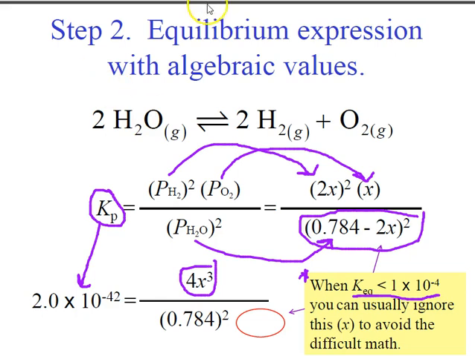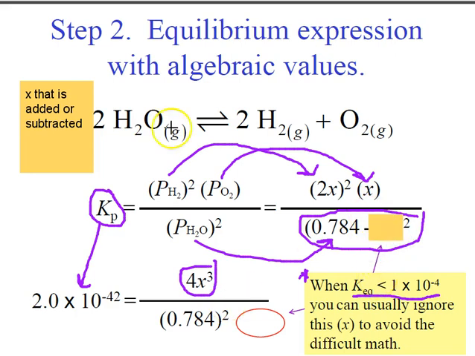added or subtracted. So let me see if I can make this note for you over here. When we say ignore this x, that's going to be x that is added or subtracted. Those are the x's that we can ignore. So we can't ignore these x's up here on the top because they're being multiplied. But this x down here on the bottom, this minus 2x, is being subtracted. So we're going to just negate, is the word we use. We're going to negate that x to where we now have just 0.784 squared.